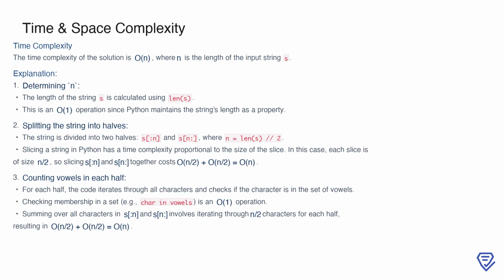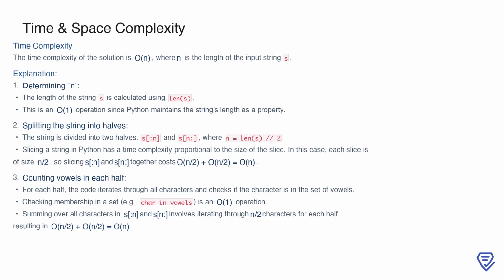First, calculating the length of the string using Python's len(s) function is an O(1) operation since the length is internally stored as a property. Next, the string is split into two halves using slicing. Each slice operation involves copying elements proportional to the size of the slice. Since the string is divided into two halves of size n/2, the total cost for slicing both halves is O(n/2) plus O(n/2), which simplifies to O(n).